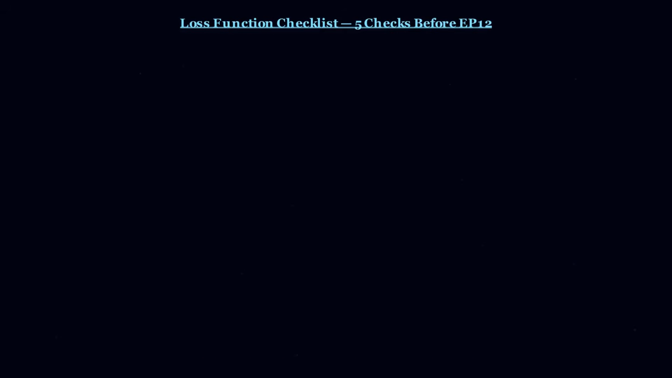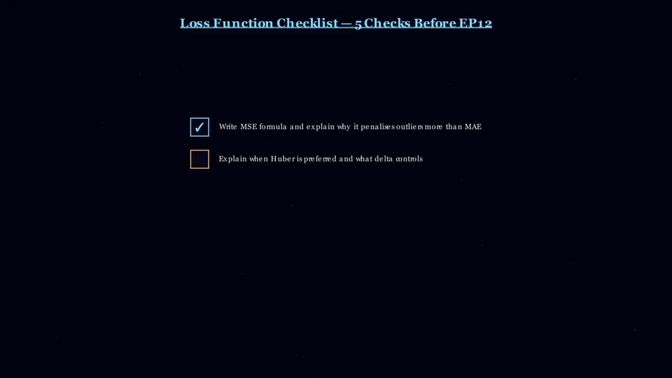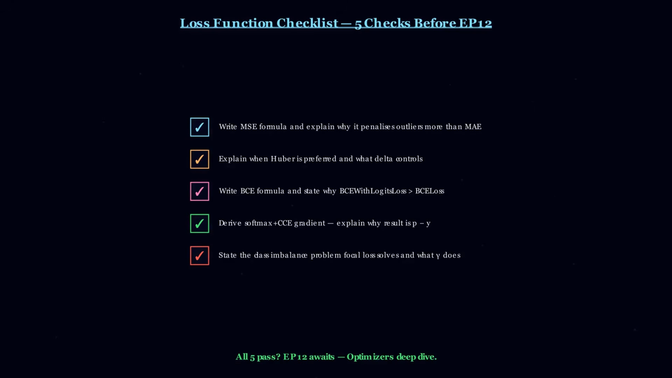Before episode 12, 5 checks. Check 1. You can write the MSE formula and explain why it penalizes outliers more than MAE. Check 2. You can explain when Huber is preferred over both MSE and MAE. Check 3. You can write the BCE formula, explain why log probability is used, and state why BCEWithLogitsLoss is safer than BCE with a separate sigmoid in PyTorch.